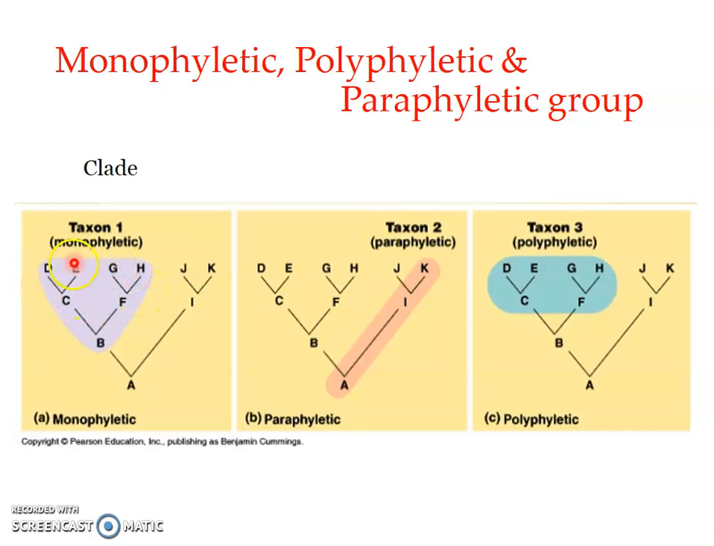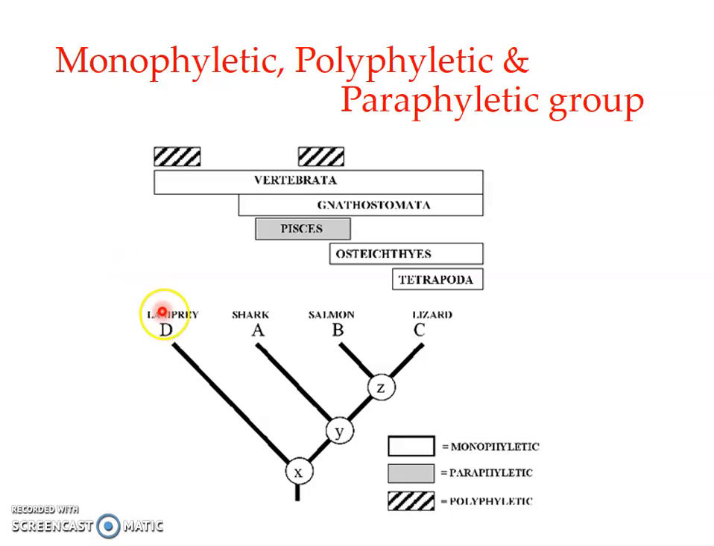And if DEGH is a polyphyletic group, D and E can be put in a first subgroup, G and H in another subgroup. I hope it is clear. We can see this with an example here. So here we have 4 species, and consider X, Y, Z as ancestors.